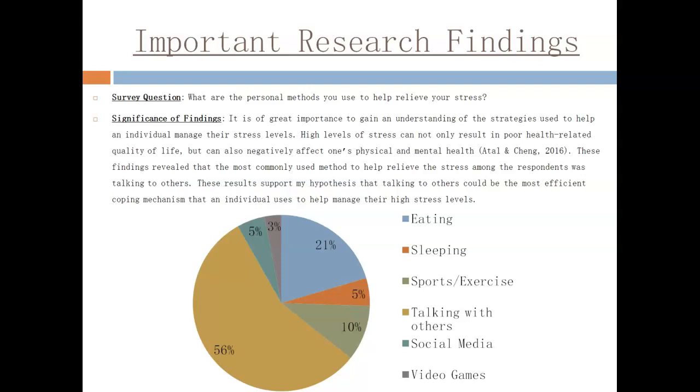What are the personal methods you use to help relieve your stress? It is of great importance to gain an understanding of the strategies used to help an individual manage their stress levels. High levels of stress can not only result in poor health-related quality of life, but can also negatively affect one's physical and mental health. These findings reveal that the most commonly used method to help relieve the stress among the respondents was talking to others. These results support my hypothesis that talking to others could be the most efficient coping mechanism that an individual uses to help manage their high stress levels.